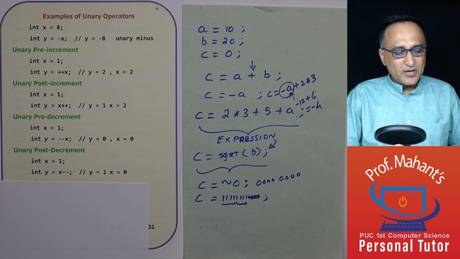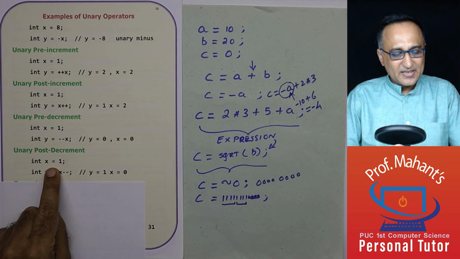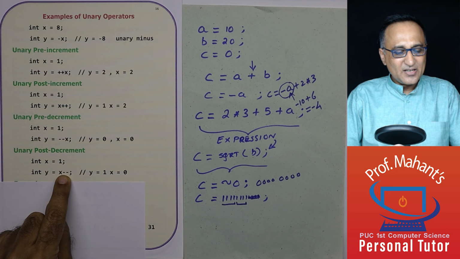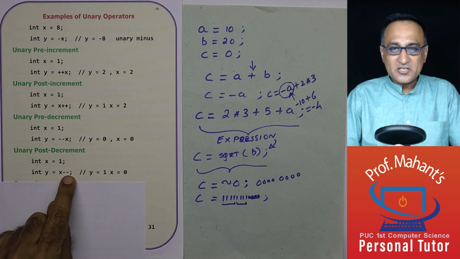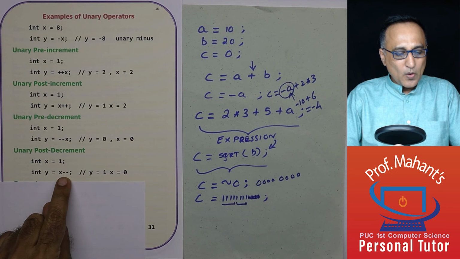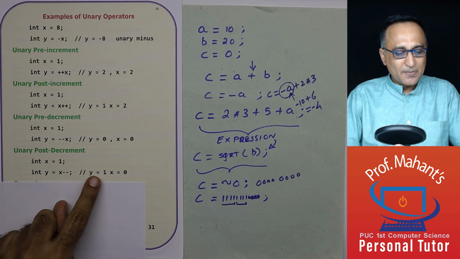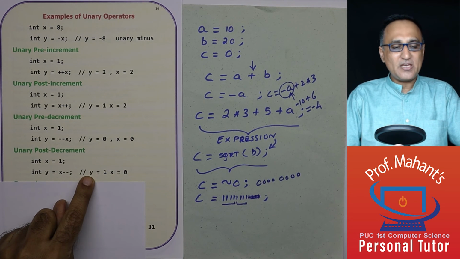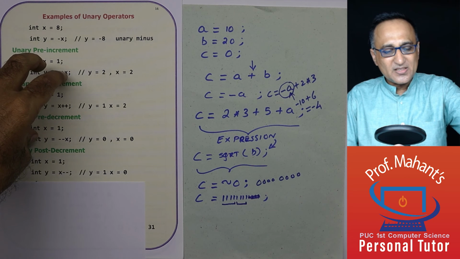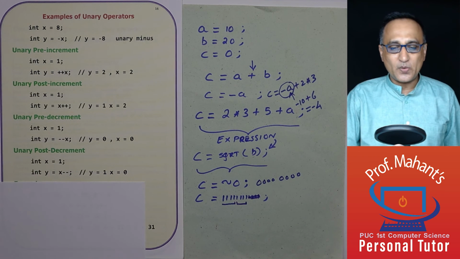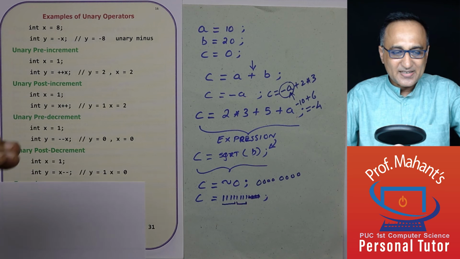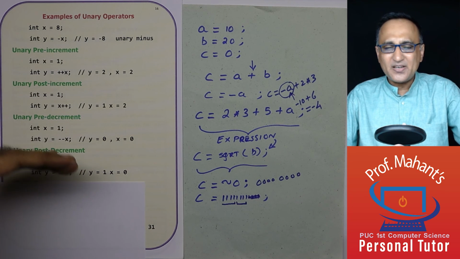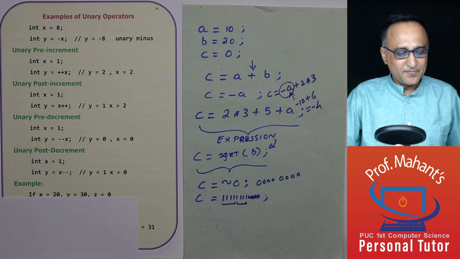Now understand unary post-decrement. x is equal to 1, y is equal to x minus minus. So the value of x is going to change after the semicolon. So y will take the old value of x, which happens to be 1, and x will become 0 after the semicolon. So we will be using these increment and decrement very frequently. Make sure you understand these unary operations very well. Take a look at this example. You will easily understand it.